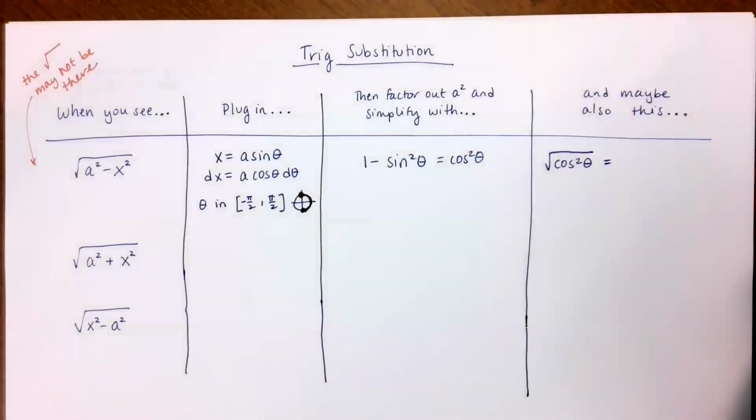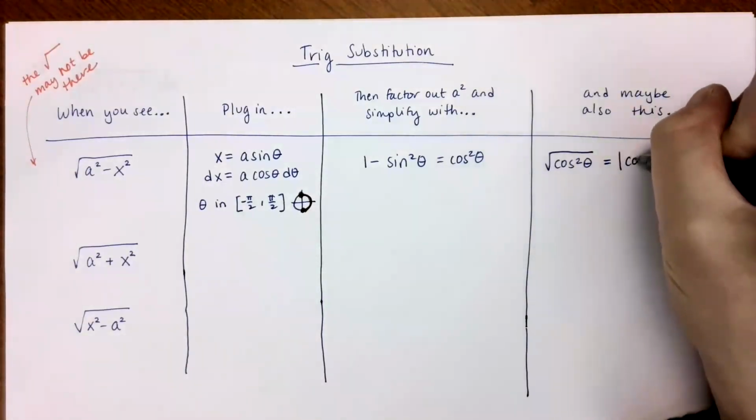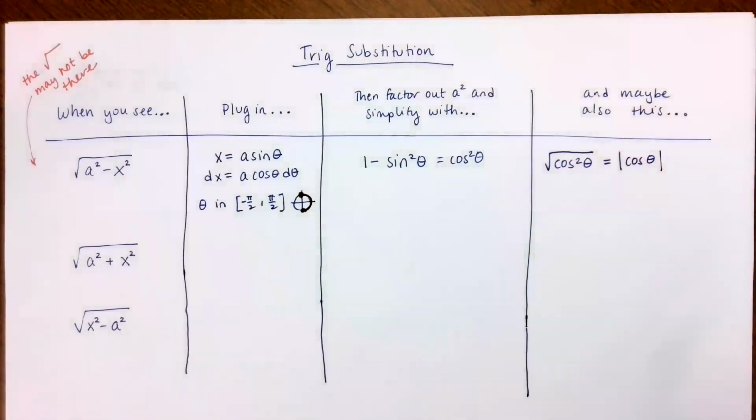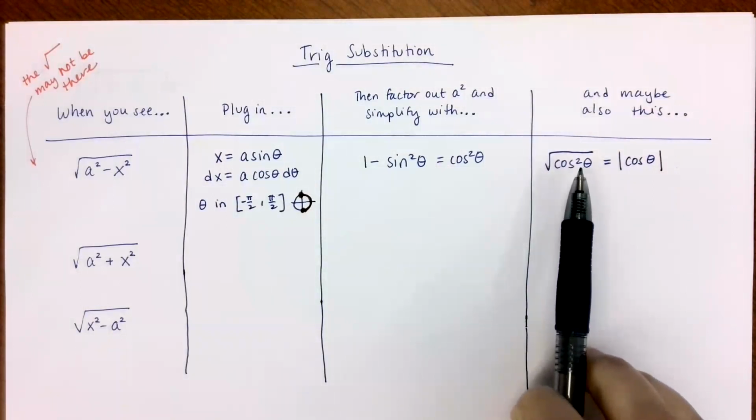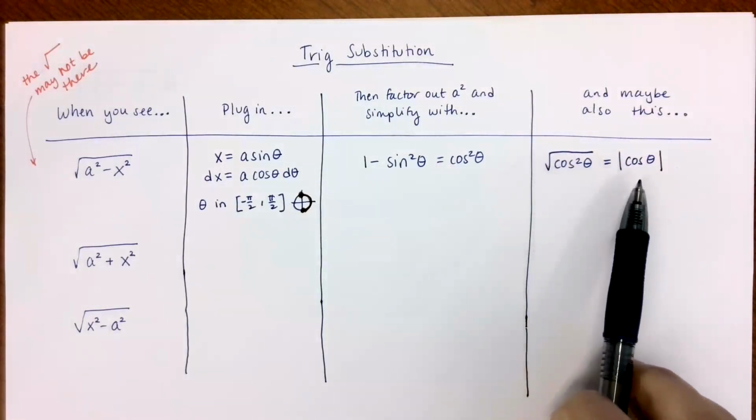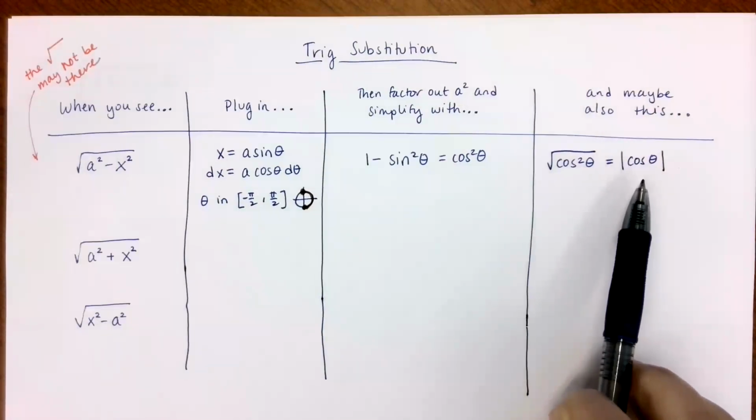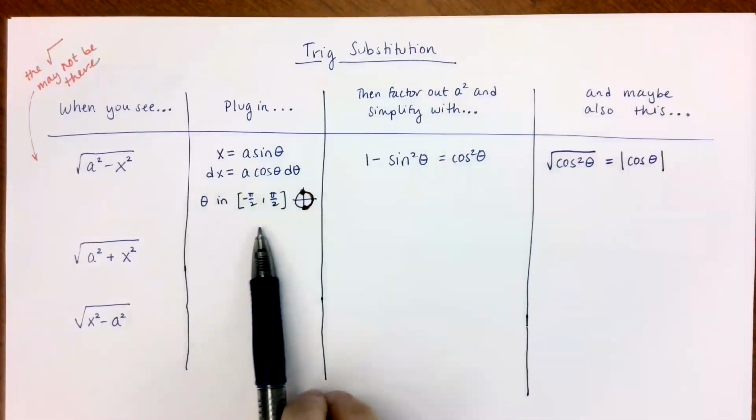And we want to say that the square root and the square perfectly cancel here, but what's actually happening is an absolute value. Because if cosine of theta was a negative number, and then you square and then square root it, you've now lost the negative sign along the way. So technically it's absolute value.